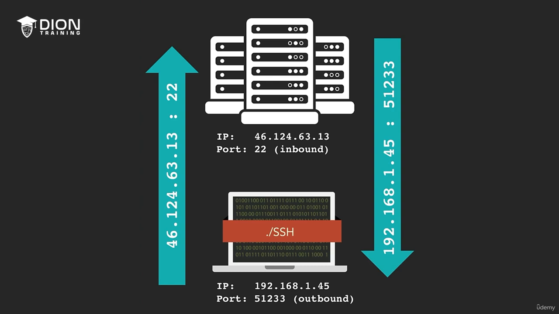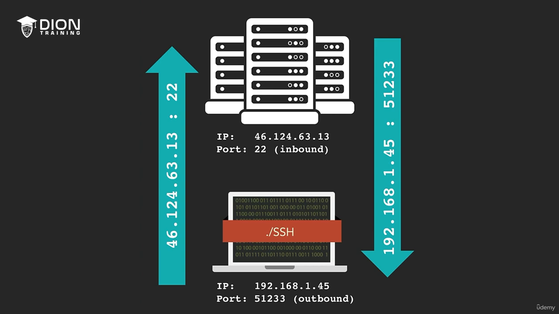So it's going to send a packet of information back to my laptop's IP using the outbound port that was opened originally. In this case, that was port 51233. In reality, it's going to be a public-facing IP address of my router, but for our example here on the screen, I'm just going to use the private IP address of 192.168.1.45 just to keep our example clear.